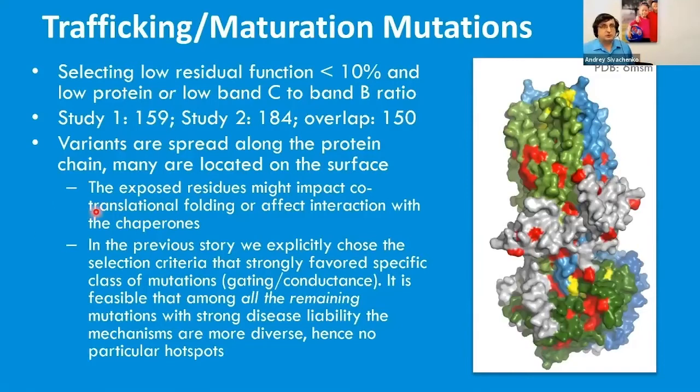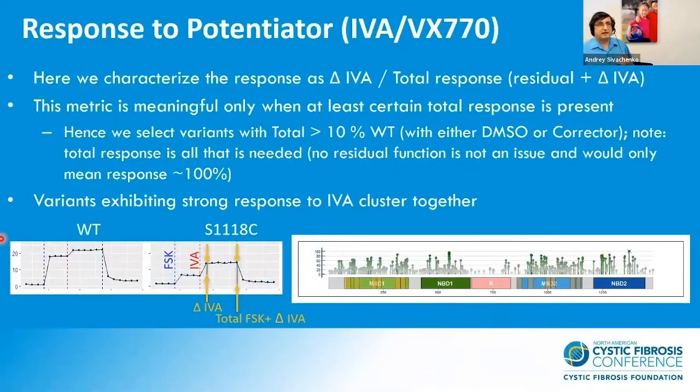Instead, I'm going to switch to a different example. I'm going to look specifically at the response of different mutant CFTR proteins to the potentiator. And in order to quantify that response, we are going to do the following. As illustrated in these conductance traces, we are going to look at the increase of the conductance after addition of the potentiator, on top of whatever residual function the variant might have had, or none for what it was.